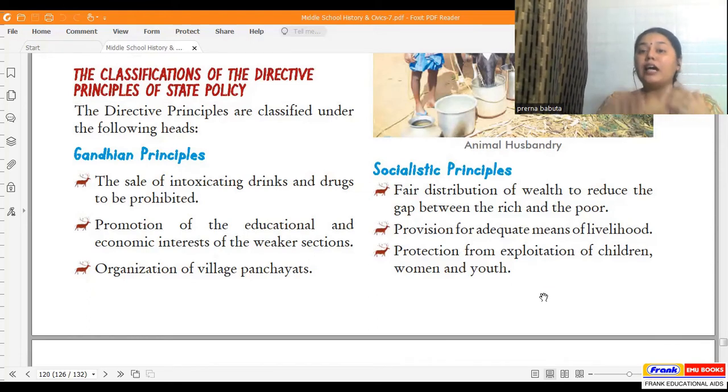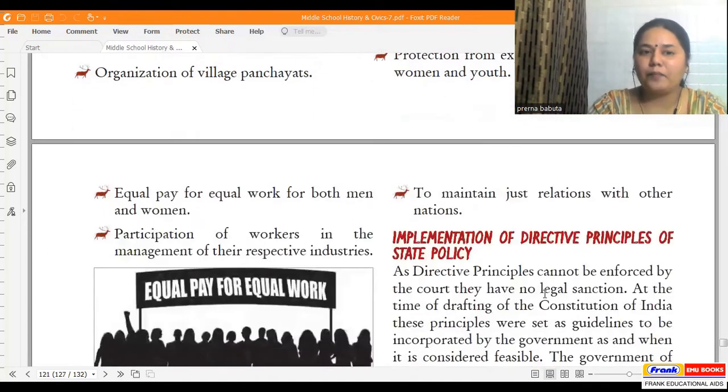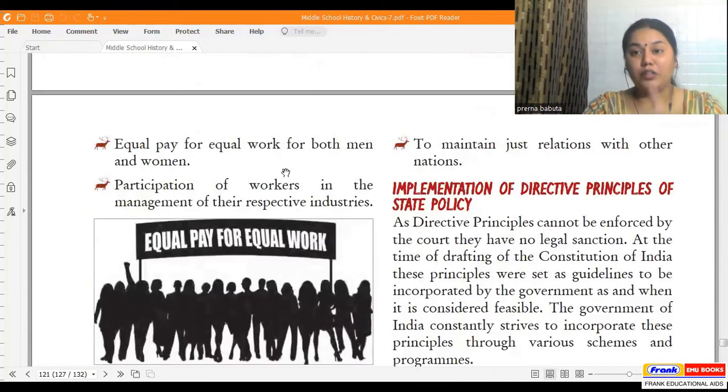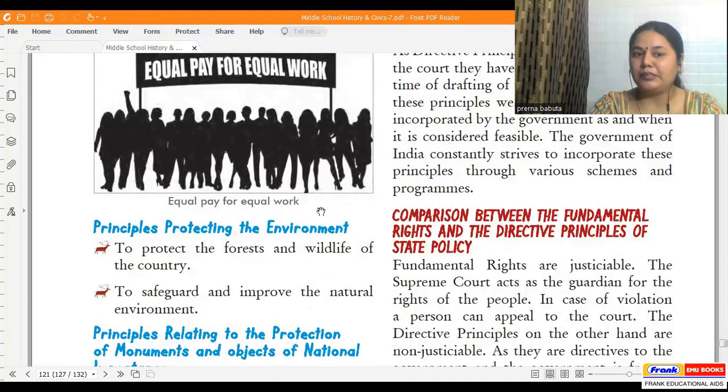So, while we are reading these directive principles of state policy under various heads, we see that they have a close relationship with the fundamental rights as well. Then equal pay for equal work. You remember in the previous class, I told you about this, for both men and women. Participation of workers in the management of their respective industries.